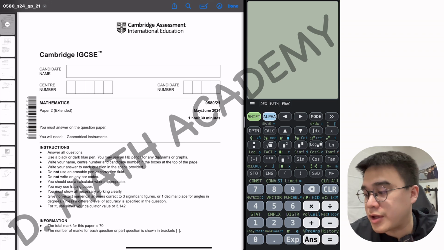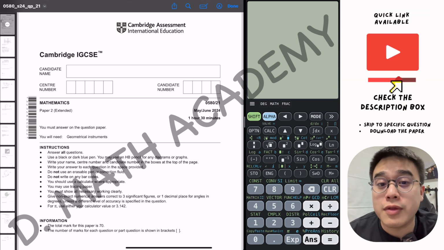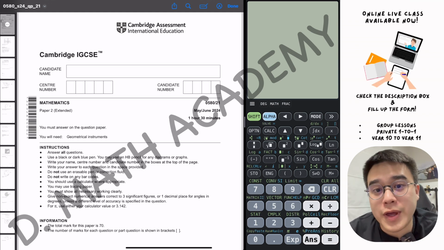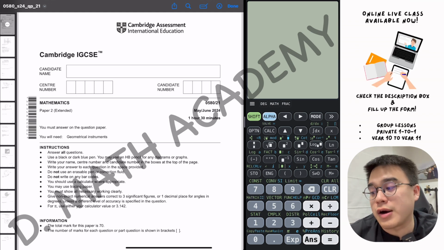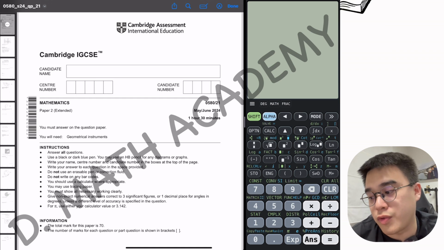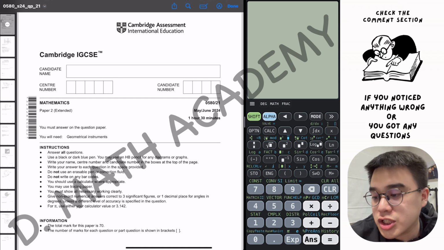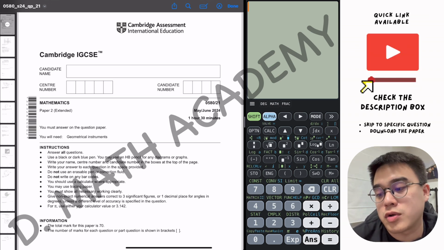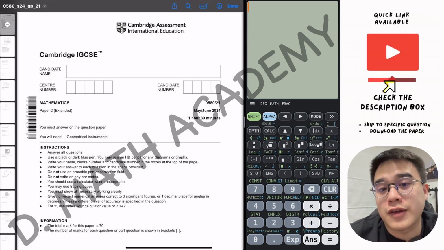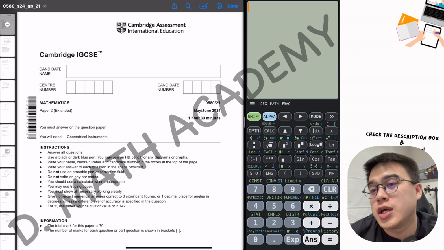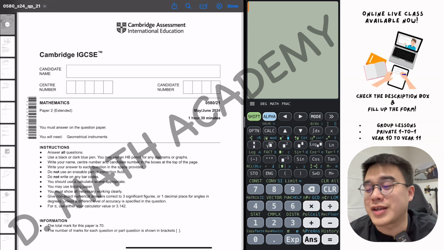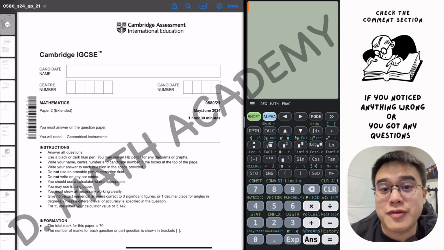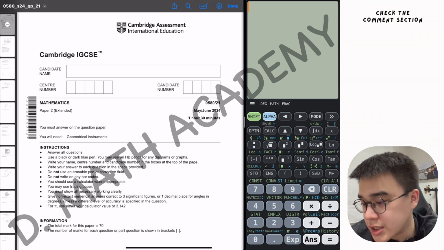Okay, today the paper that we are reviewing is paper 21 from the May-June 2024. This is the last few papers where you're still allowed to use your calculator in paper 2. Moving forward, after the syllabus change, there will be no more calculator for paper 2. So later on, if possible, I will try to avoid using the calculator on certain questions. Without further ado, let's get started.